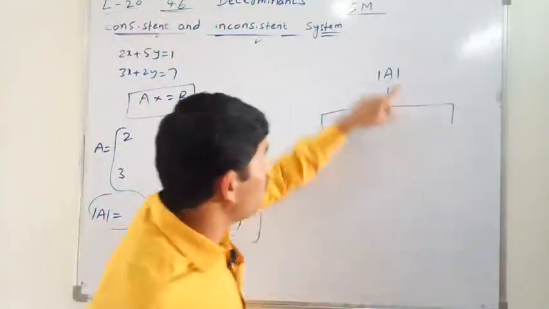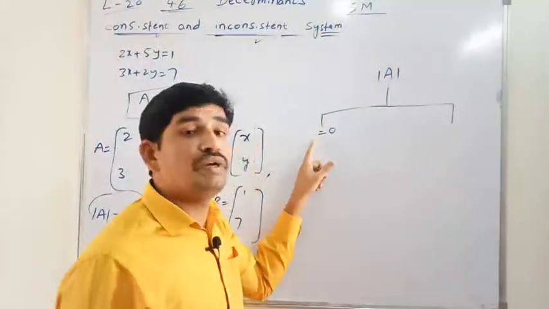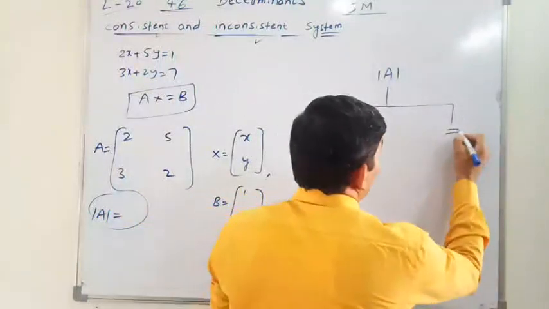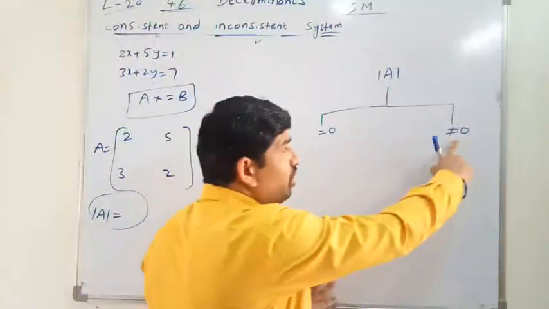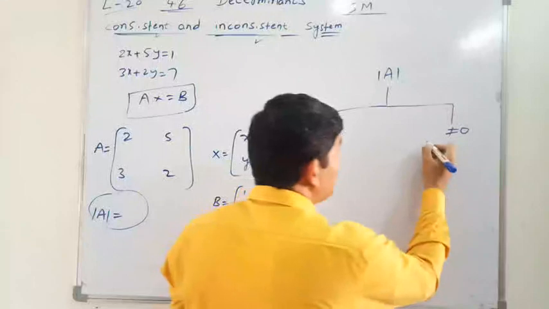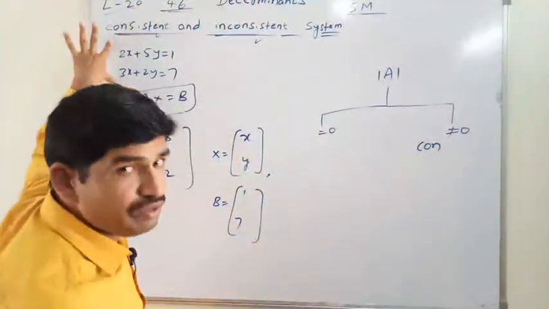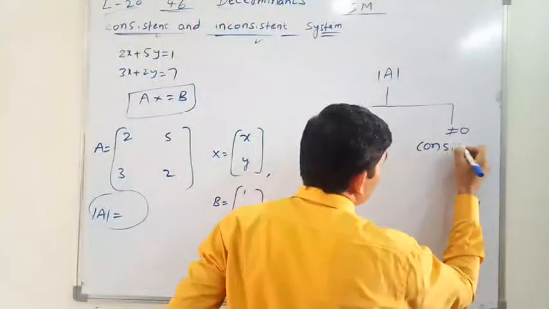So if we are finding the determinant of the matrix here, one case is that the determinant is equal to 0, and the other case is that the determinant is not equal to 0. Suppose we got the determinant not equal to 0, immediately we have to write that this system of equations is known as consistent. These system of equations are consistent.